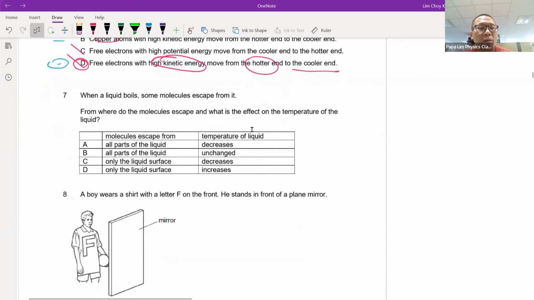Now, for question 7, when liquid boils, some molecules escape from it. Where do the molecules escape? The keyword here we look at is boil. Boil will imply from liquid to gas.